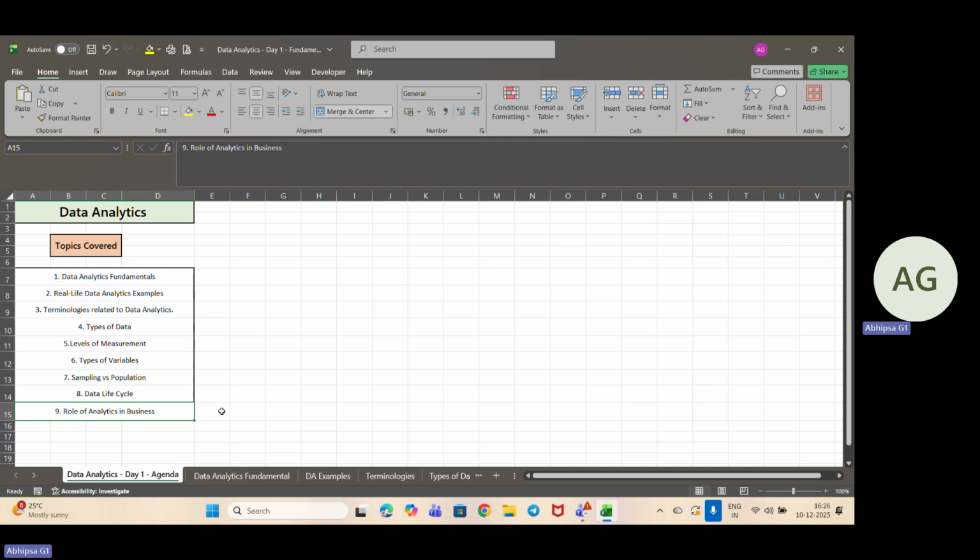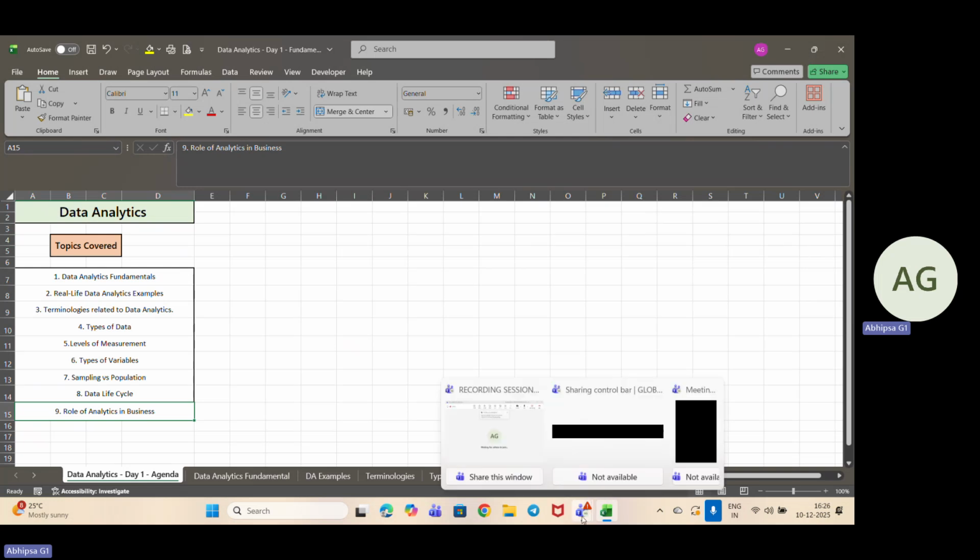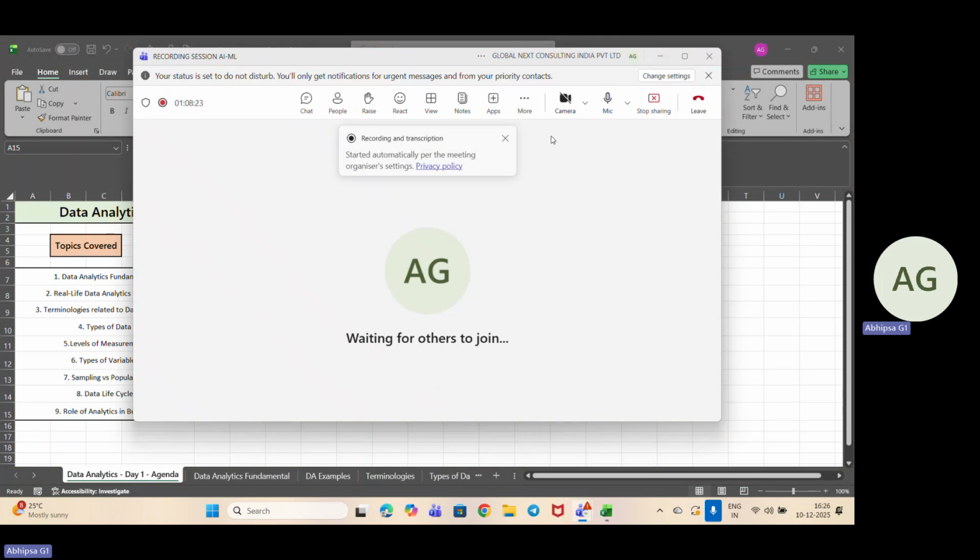So for today, we will be wrapping up our session here, and we will be connecting in the next session and we'll be completing this module covering sampling versus population, data life cycle, and the role of analytics in business. And eventually, we'll move ahead with the other modules.